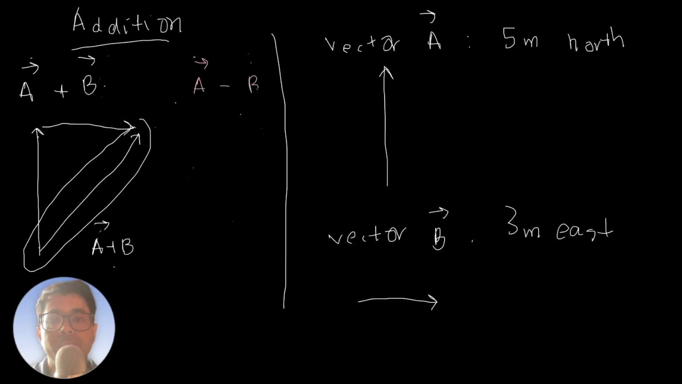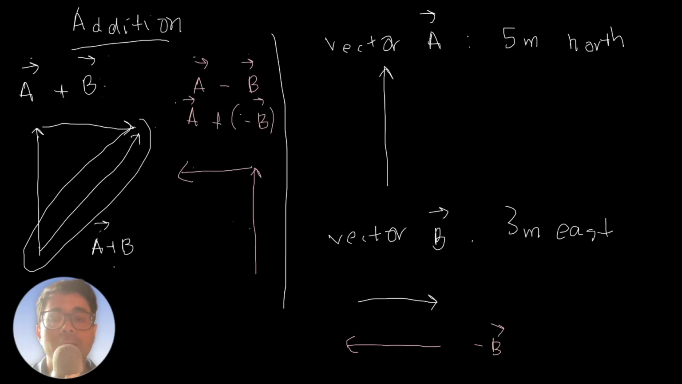A minus B is equivalent to A plus negative B. We note that negative B is the opposite direction. So that means we are doing the same thing. We draw A and then take the tail of A and move that towards the head of B. So now this is A minus B.